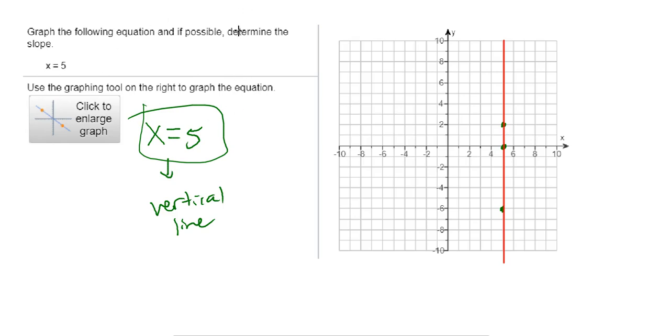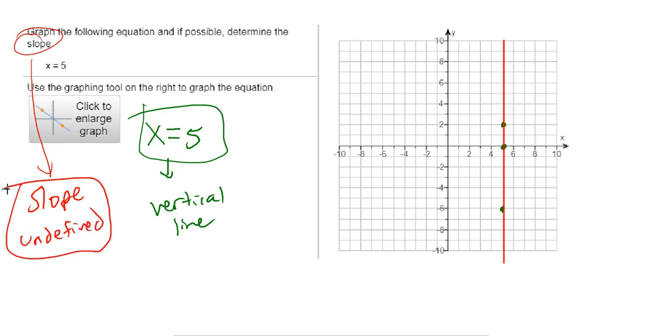And it does ask you, actually. It's not on the screen, but it does ask, if possible, determine the slope. And it's going to give you two choices. It's going to say the slope is equal to blank. That's option A. Option B will be the slope is undefined. And this time we want to use option B. The slope is undefined. It cannot be determined because it's a vertical line. It's infinitely steep. All right. So for vertical lines, slope is undefined.